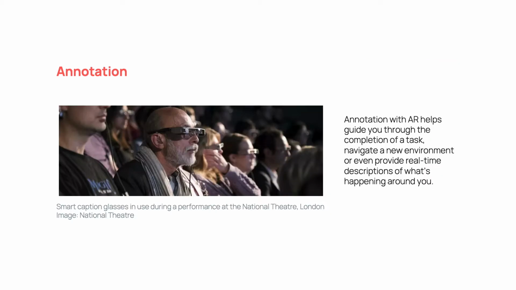The second one is annotation. Annotation is when you try to help someone to complete a task, or navigate someone through an environment that is really hard to understand. For example, London's National Theatre is using augmented reality to help make its performances more accessible for people who are deaf or hard of hearing, or have difficulties hearing. So when wearing a pair of smart glasses, they can see a transcript of the dialogue and the descriptions of the sound from a performance displayed on the lenses.